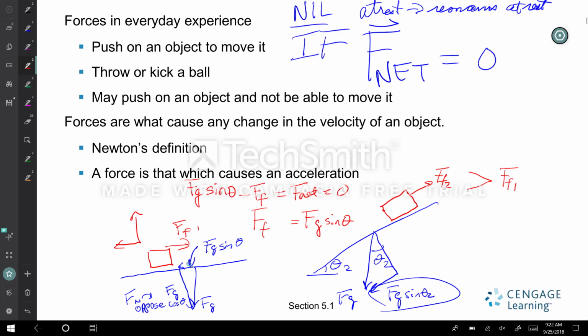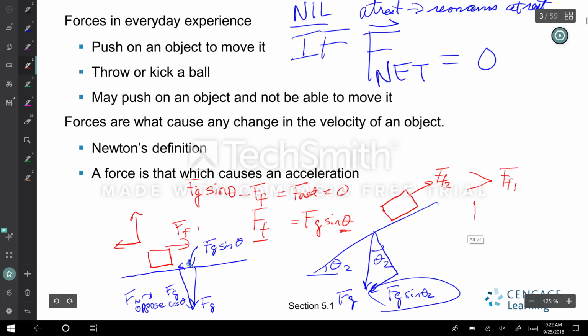As I tilt the incline, I increase Fg sine theta. So how does friction play a role in keeping it at rest? What must be happening to the force of friction? As theta gets bigger, what happens to the force of friction? It increases. That's right, up to a limit, as you said earlier. So it had a limit.